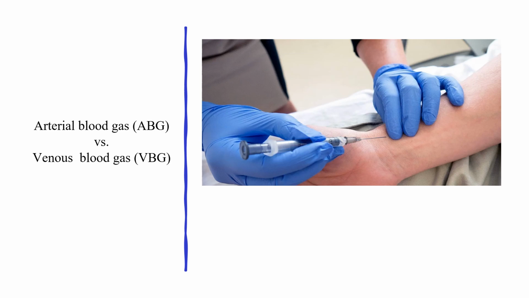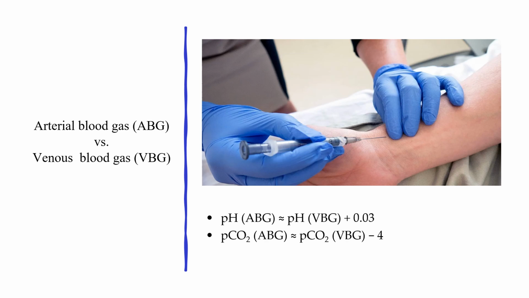On this slide, we have equations that help convert values from a VBG to an ABG. ABG pH is VBG pH plus 0.03. ABG PCO2 is VBG PCO2 minus 4. And ABG bicarbonate is VBG bicarbonate minus 1.